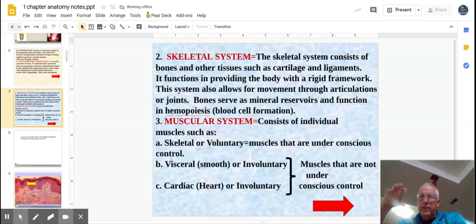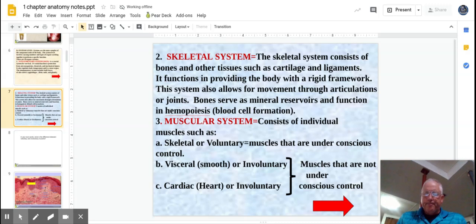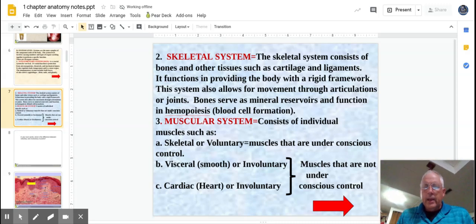Visceral is the linings of your intestine, your stomach, your blood vessels. Cardiac, obviously, is your heart. We don't have to worry about that. So the brain stem does its thing. Your heart beats. Your food moves through your digestive system. Your blood flows through your body. That's your brain stem way back here deep in your brain. And we'll go over all that eventually. But they are completely different-looking muscles.